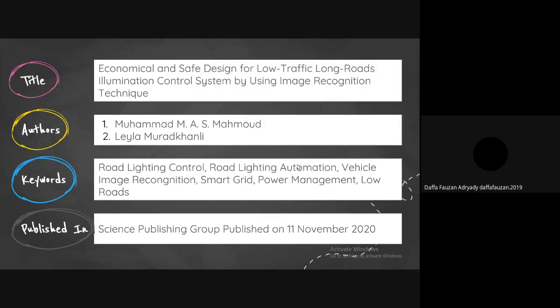The authors, Muhammad M. A.S. Mahmoud, and Leyla Muradkhanli. Keywords: road lighting control, road lighting automation, vehicle image recognition, smart grid, power management, low roads. Published in Science Publishing Group, published on 11 November 2020. Next.